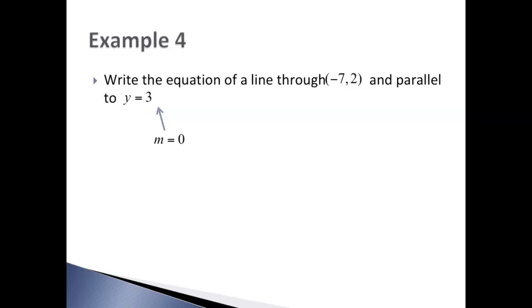Because you know it's a horizontal line, you know that the equation that we're going to write is also going to be of the form y equals a number. Now what is y going to equal? Well, since this line goes through the point (-7, 2), that must mean that this line must go through 2. So the equation of this line is just going to be y equals 2.